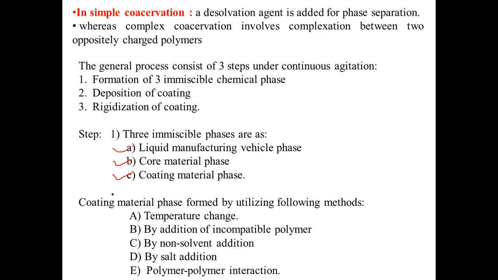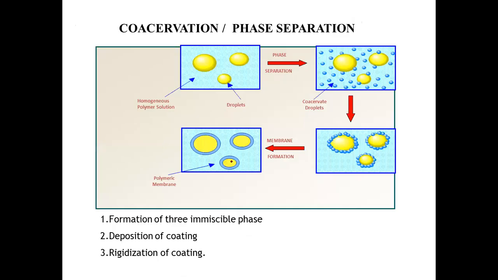So the coating material can be achieved by different applications like thermal temperature changes. We can use some non-solvent. We can add some salts also, or add incompatible polymers also. This is a simple process. First, phase separation will occur. Then whatever coacervate droplets are there, they will get deposited on our core materials. And at the end, the rigidization will be carried out, and our polymeric membrane will form in a coacervate phase separation method.